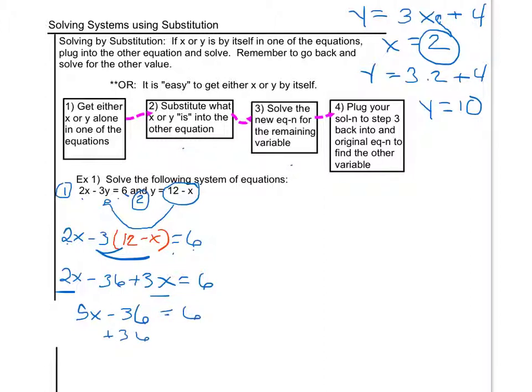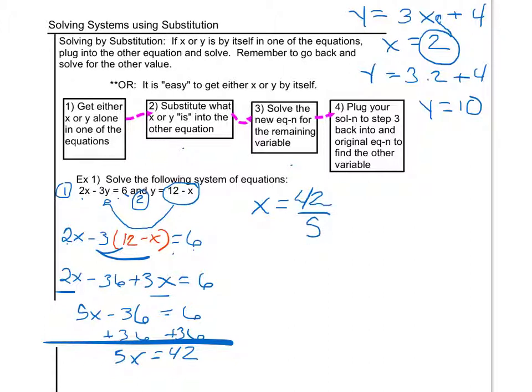I'll add 36 to both sides. That looks like a 136. My plus sign's kind of funky. Sorry about that. I get 5x equals 42. I divide both sides by 5, giving me x equals 42 over 5. I'm 100% okay with fractions, so I leave it as a fraction.